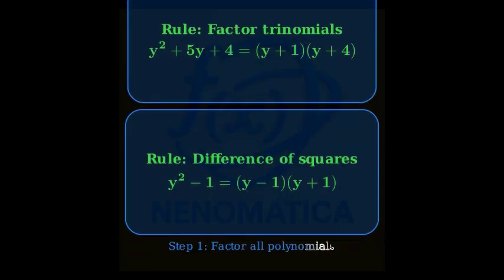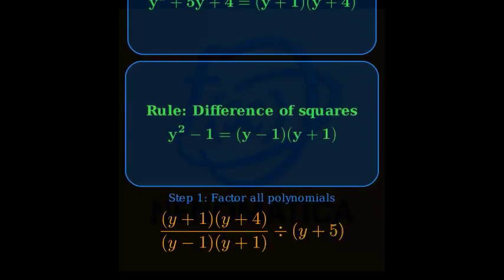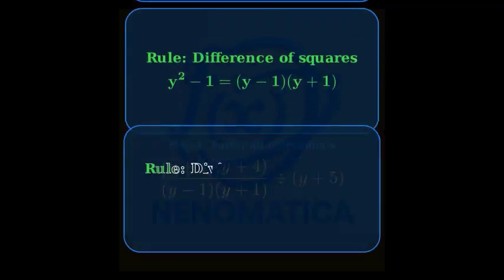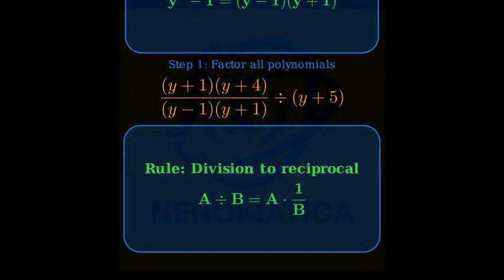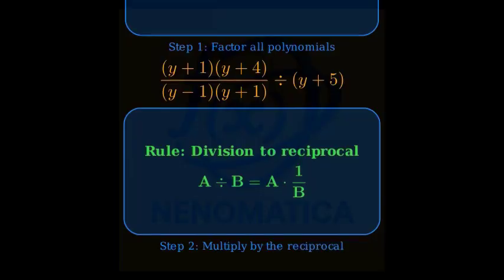Step 2, change division to multiplication by the reciprocal. Multiply by 1 over y plus 5. Step 3, cancel the common factor y plus 1. And write the simplified result.